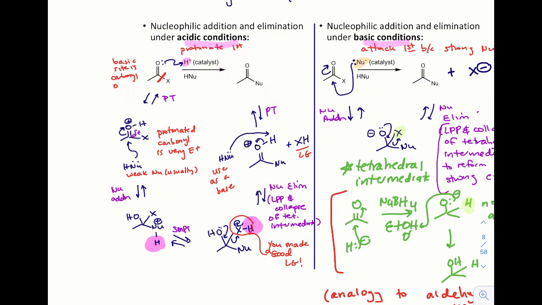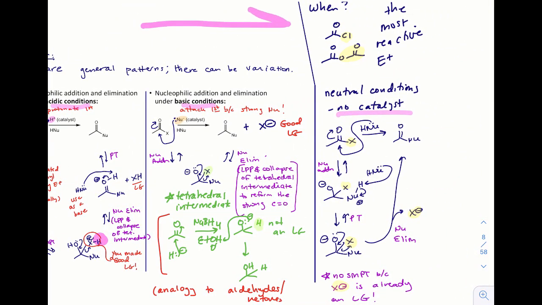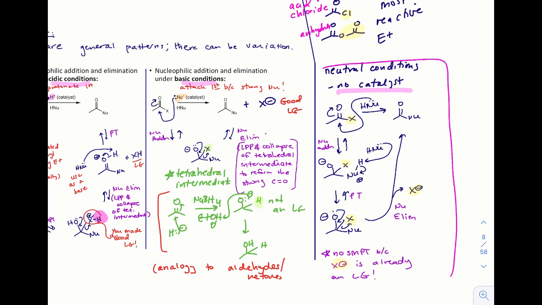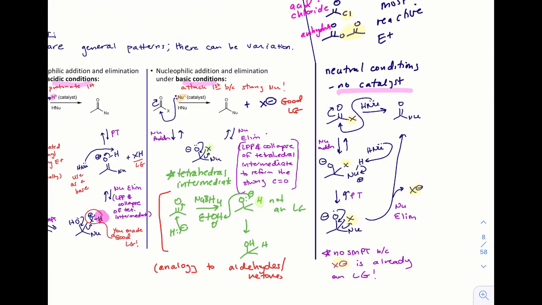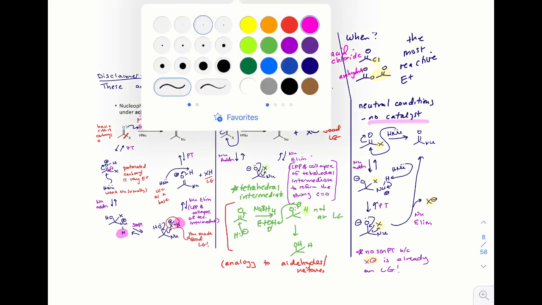We've got this. Now, the last set of conditions are the neutral conditions represented here on the right side of the screen. Neutral conditions, no catalyst, may be encountered when the most reactive carboxylic acid derivatives, acid chlorides and anhydrides, are treated with nucleophiles. These mechanisms are similar to those under basic conditions, but after the initial nucleophile addition step, there's typically a proton transfer reaction and then the nucleophile elimination step. Be sure that you are comfortable with all three generic mechanisms for acyl transfer reactions before moving on.